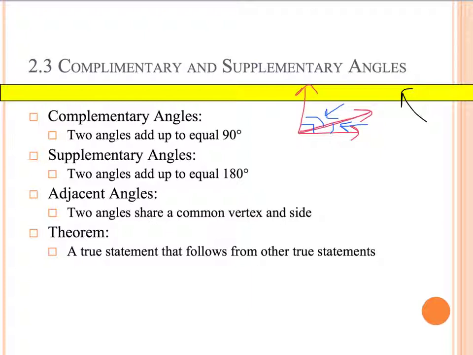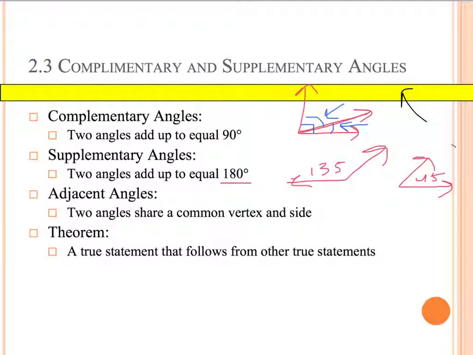Okay, supplementary angles. If I give you an angle like this, and then another angle like this. Let's say this is 135, this is 45. Supplementary angles add up to equal 180. These two are supplementary angles. Supplementary meaning add up to 180, complementary meaning add up to 90 degrees.